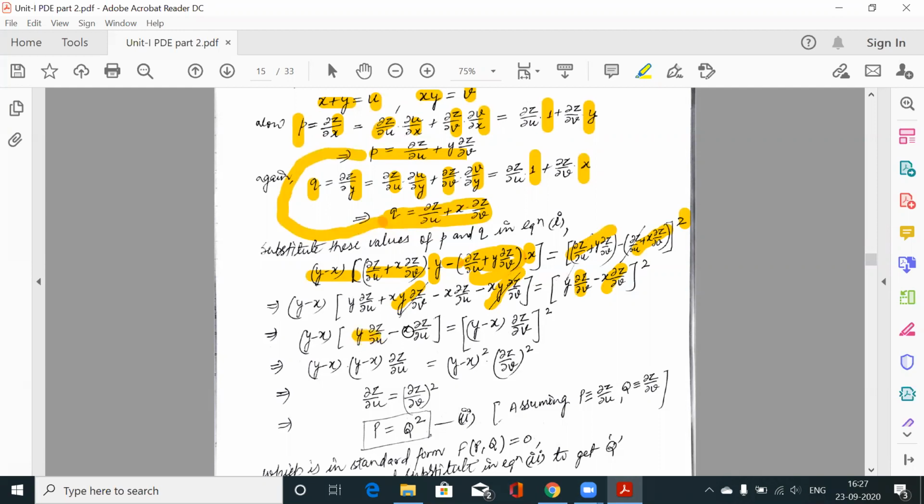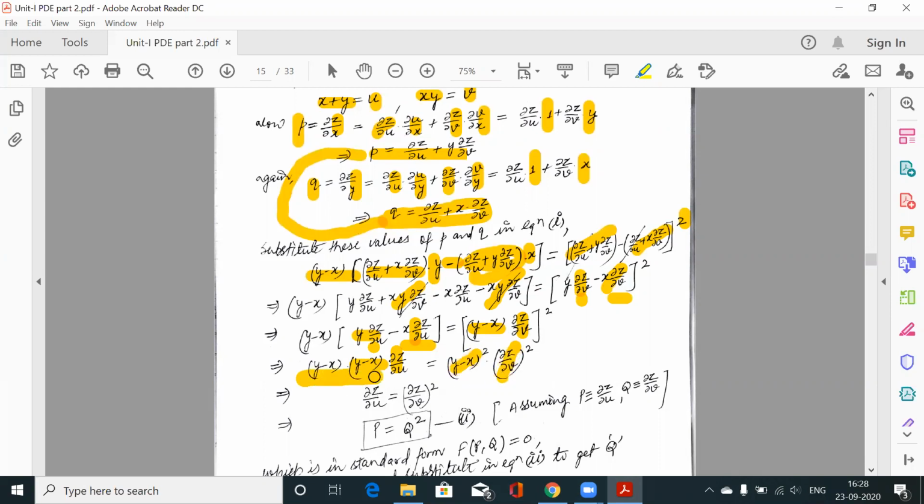Y del z over del u minus x del z over del v. This is the right hand side. So on the right hand side, this is del z over del v, this is del z over del v, so it can be a common term. And what is left? Y minus x. Again here also del z over del u, del z over del u, so this can become common. What is left? Y minus x. So y minus x, again this is a square of this term. So y minus x square del z over del v square.